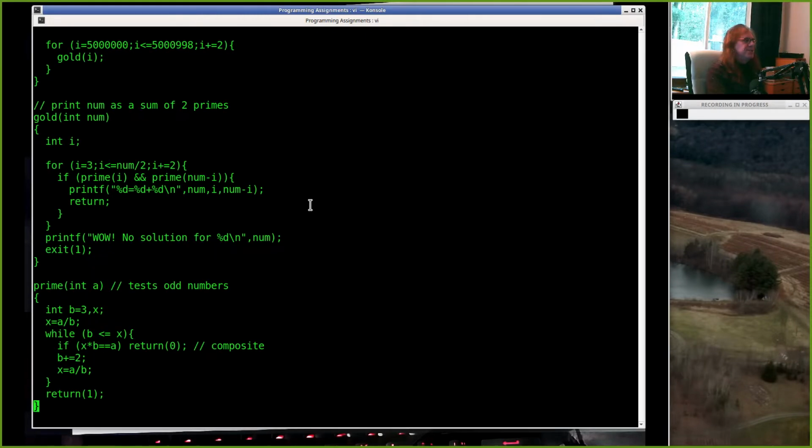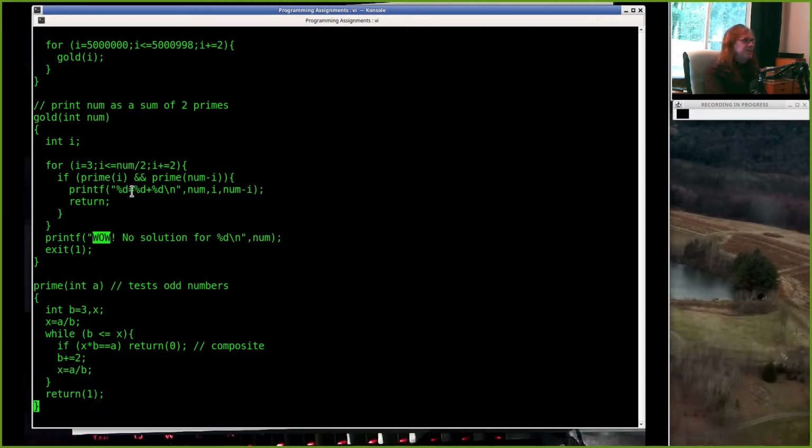So what do I do? I generate odd numbers between 3 and my number divided by 2. So I start at 3, go up to num over 2, and I increment by 2's. And if that number i is prime, and if the number I'm working with minus i is also prime, I have a solution. My original number is just i plus (num minus i). If I were to get all the way through here and not find a case where i is prime and num minus i is prime, I have found a counterexample to Goldbach's conjecture. I'm now X million dollars richer. So print out a message and just exit.